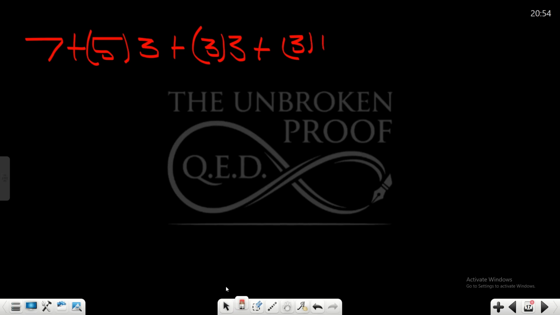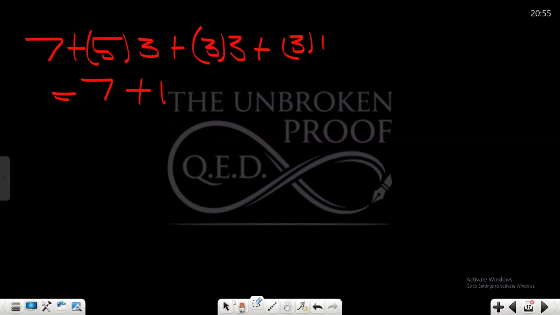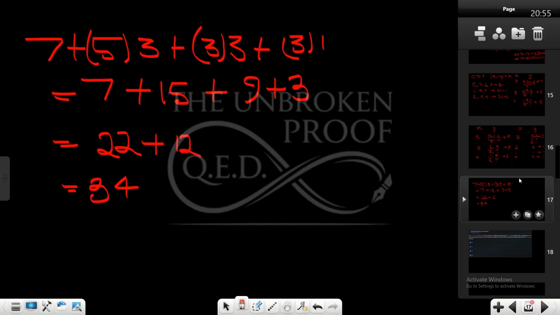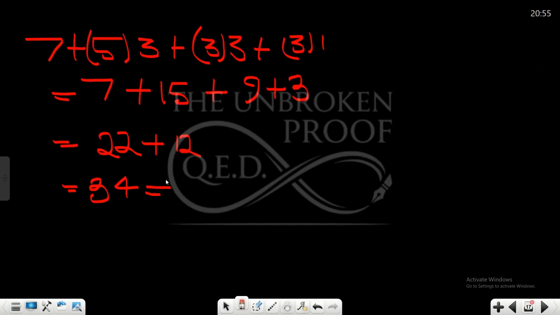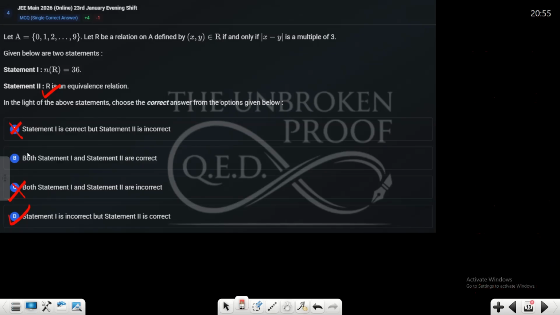Yeah, 3 times 1. Now if you calculate this, you will get 7 plus 15 plus 9 plus 3, so we'll get 22 plus 12, and this is equal to 34. Now if you see the first statement, they said there are 36 elements, but we came to know that there are only 34 elements, so hence the first statement is false, only statement 2 is true. So this concludes that option D is correct and option B is wrong.